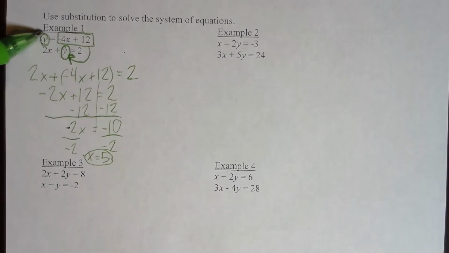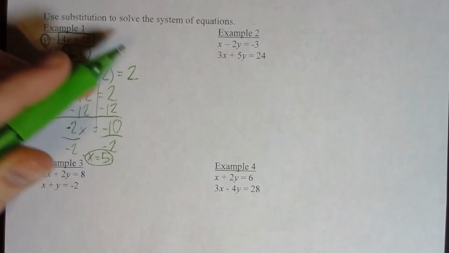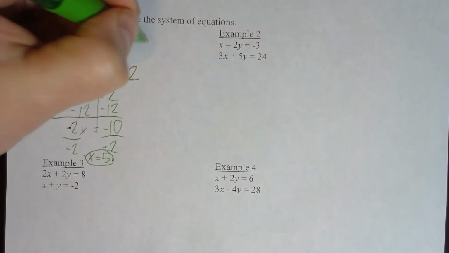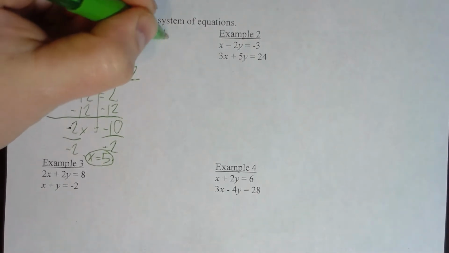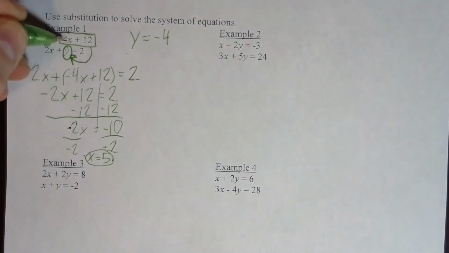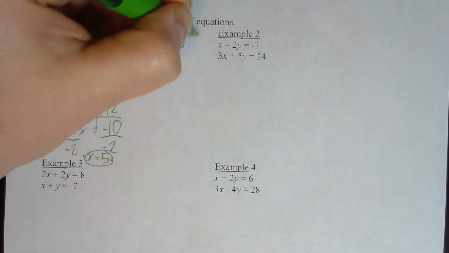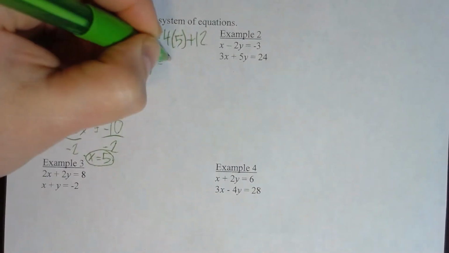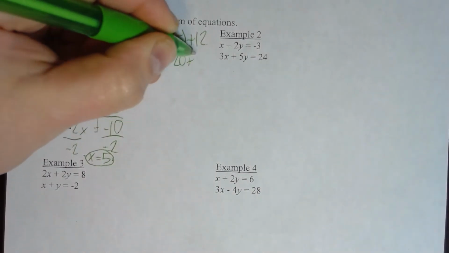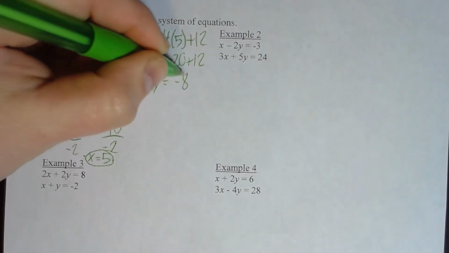I'm always going to use the equation that I have my y solved for already and just plug it on in. So I want to know what y is. I'm going to say that y is equal to -4 times x. Well, x is 5, plus 12. So y equals -20 plus 12. Y equals -8.